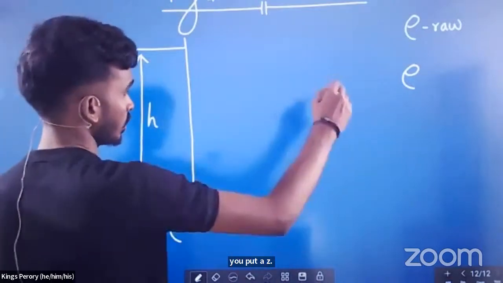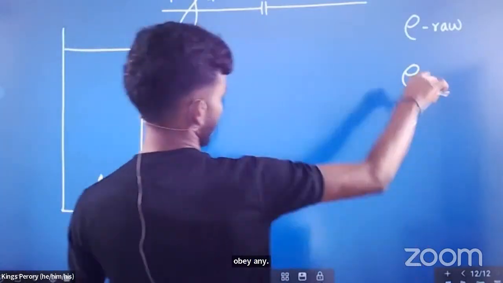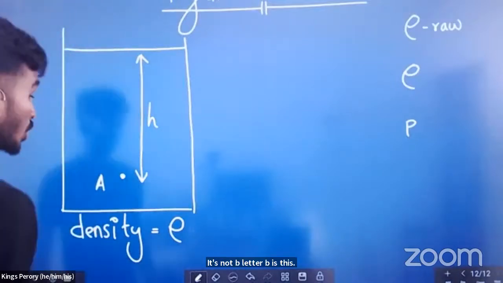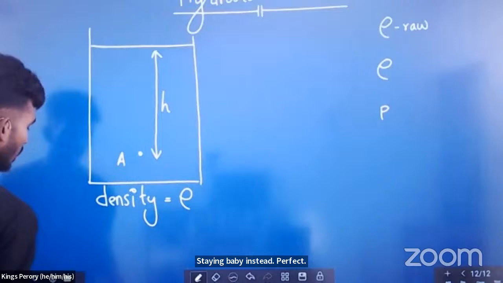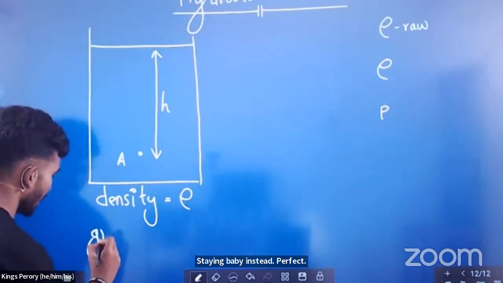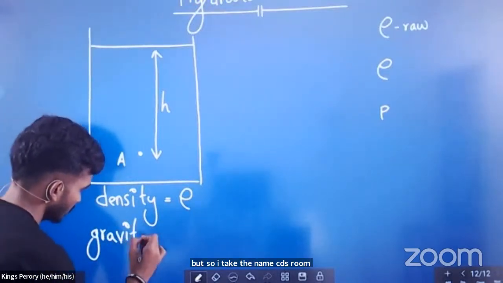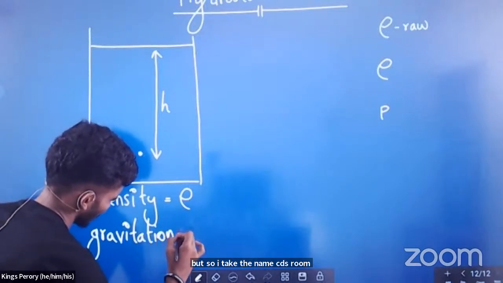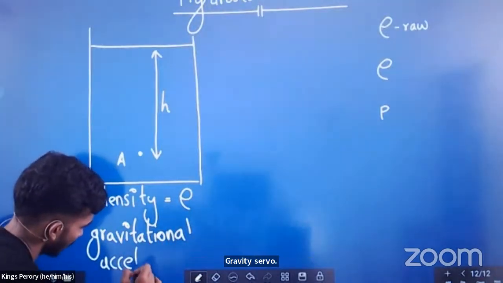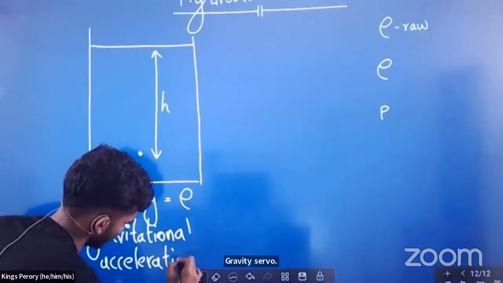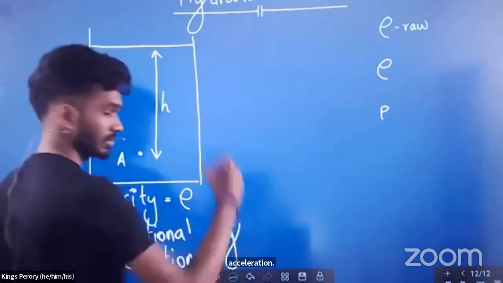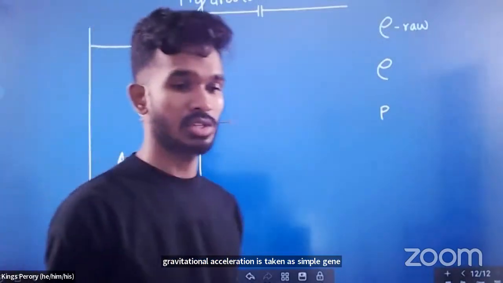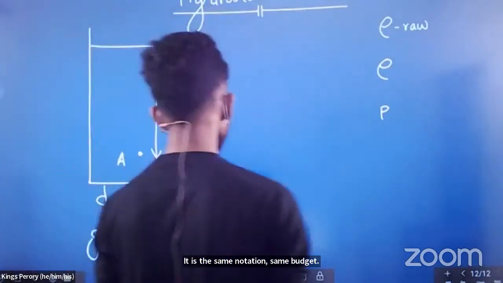It's not P. Letter P is this. Slight bending is there. Rho. So I take the density as rho. Gravitational acceleration. Usually gravitational acceleration is taken as simple g. I'll use the same notation, simple g. Right. So these things are given.